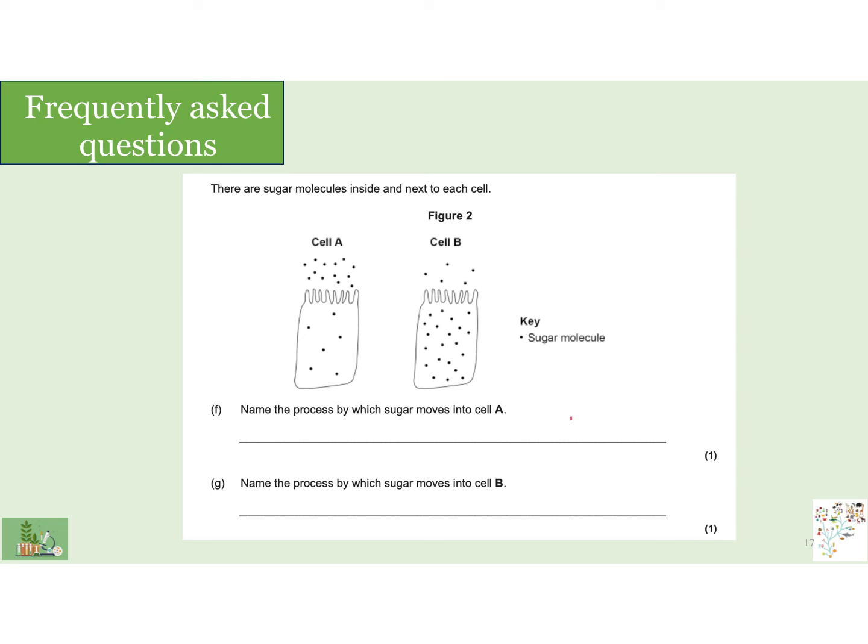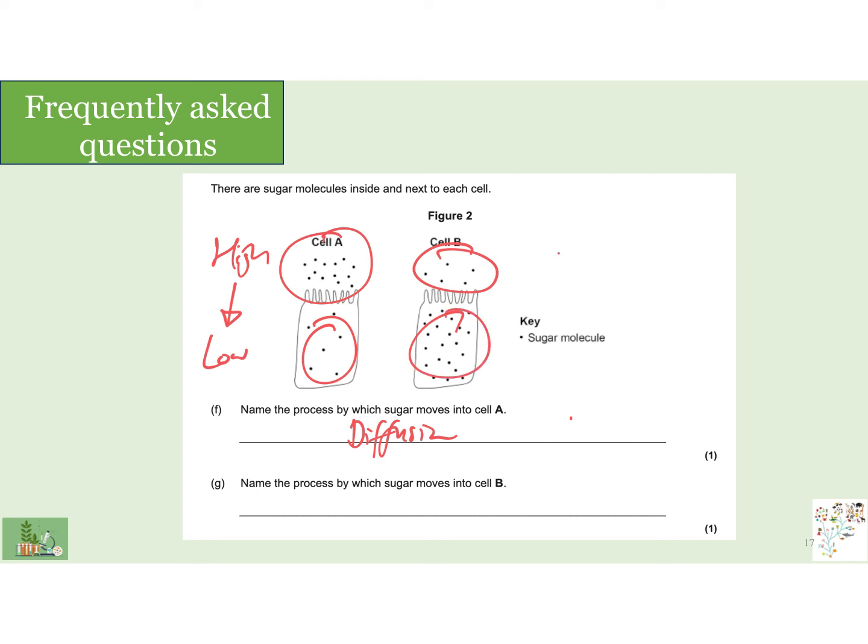So, talks here then, so you can see here, high concentration, low concentration. So name the process in A. I'm going from high to low, which is diffusion. Here, I've got low and high. So when I go from low to high, that's active transport.